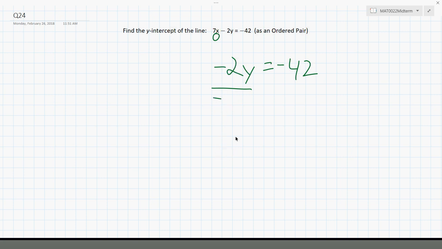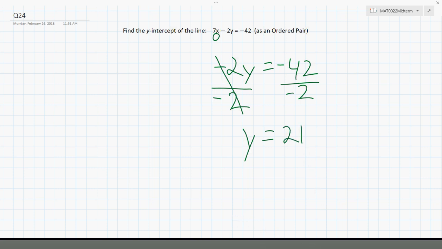By what? Negative 2. Okay. So it cancels out. Y equals 21? Yeah, 21. 42 divided by 2, positive 21. Okay.